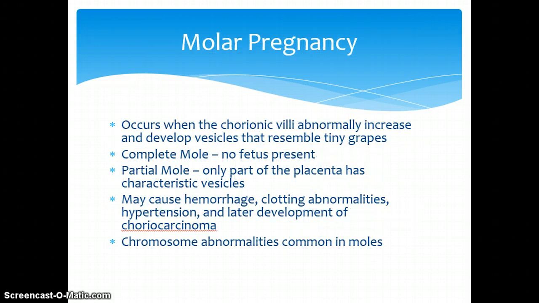A molar pregnancy. And this is in figure 14.11 on page 359. Molar pregnancies develop when the chorionic villi abnormally increase and develop vesicles that resemble tiny little grapes. A complete molar pregnancy is where there's no fetus present, and a partial molar pregnancy is when only part of the placenta has those characteristic vesicles. Molar pregnancy can cause hemorrhage, clotting abnormalities, hypertension, and the later development of choriocarcinoma, which is huge. Chromosomal anomalies are very common in molar pregnancies.